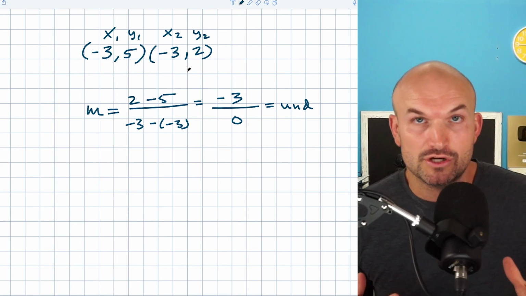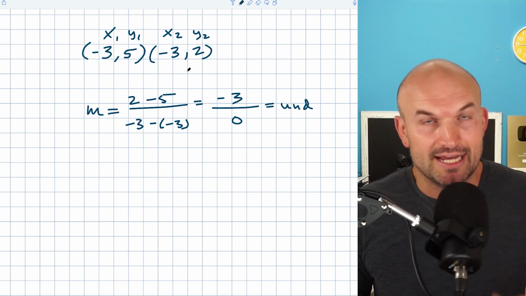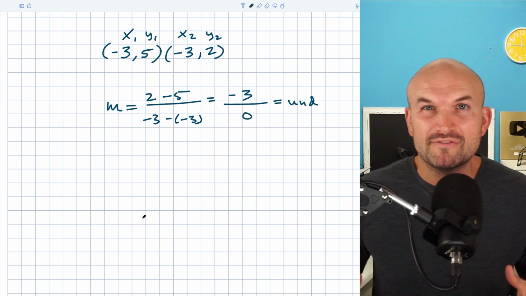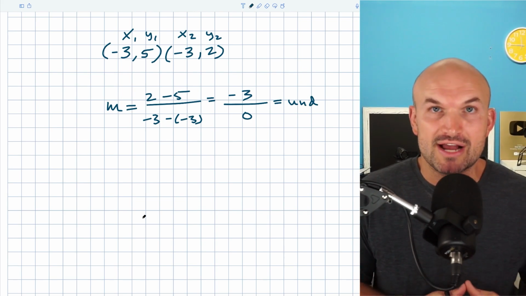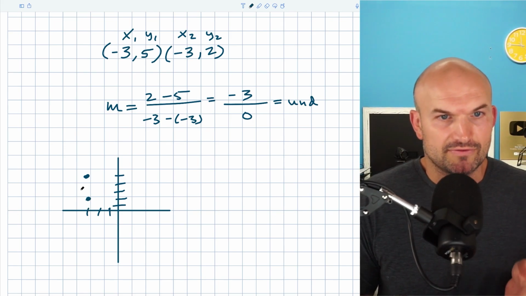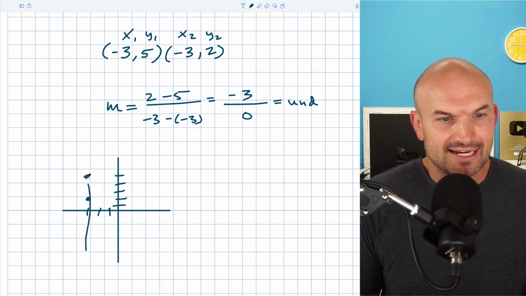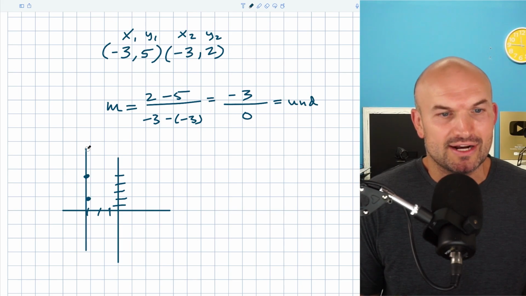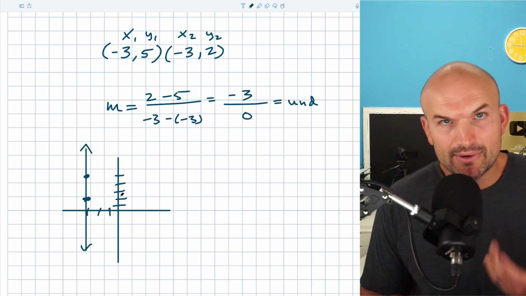Like, do you have a positive slope? Do you have a negative slope? Do you have a vertical line? Do you have a horizontal line? You can always kind of roughly check your answer or make sure you're on the right track by doing that. So you can see here, I just went ahead and graphed the 2 points, -3,2 and -3,5. And you can see what's going on here is I'm creating this nice little vertical line. So how do I write the equation of a vertical line?